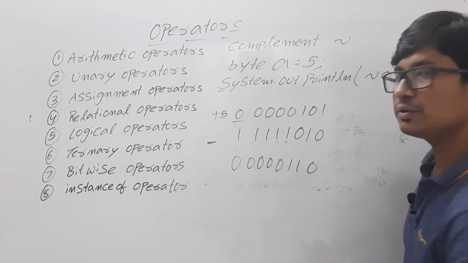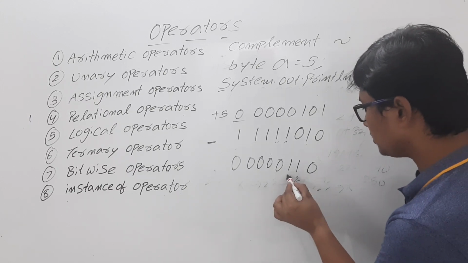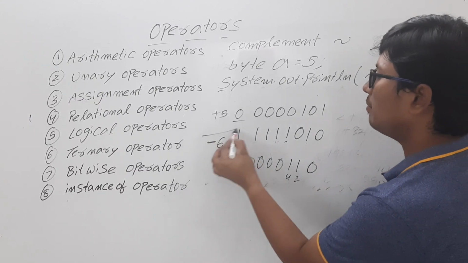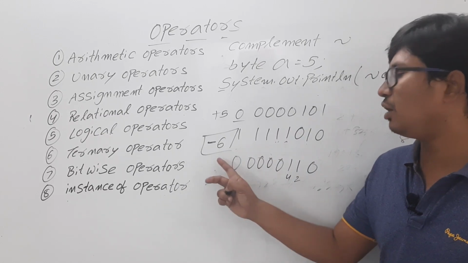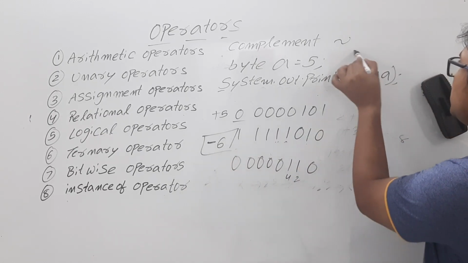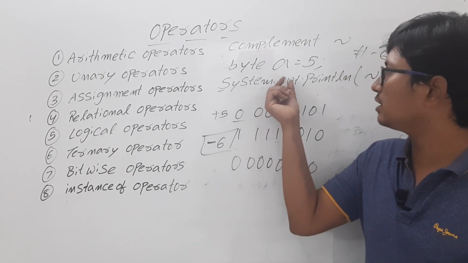Now this number you convert into a decimal. This is 2, this is 4, so you got the minus 6 as an output. I hope you have understood how I got the minus 6. So this will produce the output as minus 6. I hope you have understood.